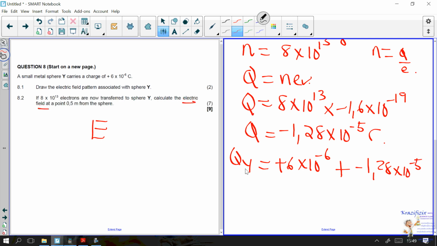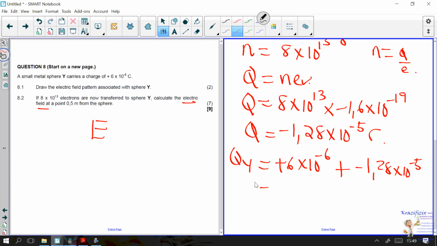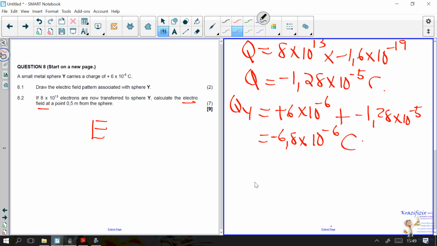That's our new charge, because adding those electrons automatically changes the whole game. 6 times 10 to the power negative 6 plus, I like to open a bracket, 1,28 times 10 to the power negative 5. What do we have? We have negative 6, so it has become negative now. Negative 6 times 10 to the power negative 6, negative 6,8 times 10 to the power negative 6 coulombs. Now I can work my way through.